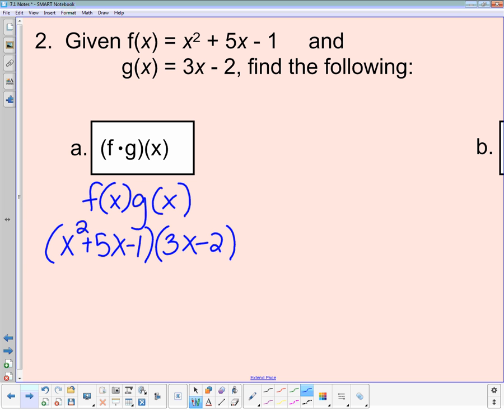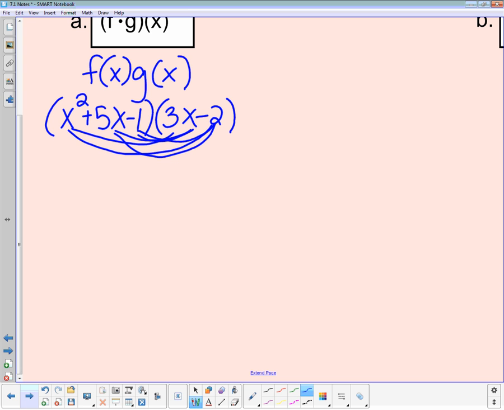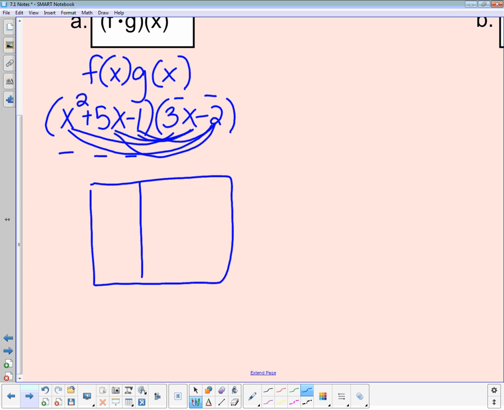You can do this two ways. You can FOIL this, as in distribute your 3x to every term over here, and then distribute your negative 2 to every term over here, and add all the terms together. Or we can use the box method that we went through in class. If we use our box method, we have 3 terms here and 2 terms here, so we need to have a 3 by 2 box. If we put our 3 across the top, we have x squared, 5x, and a negative 1, and our 2 terms on the side, so 3x and a negative 2.